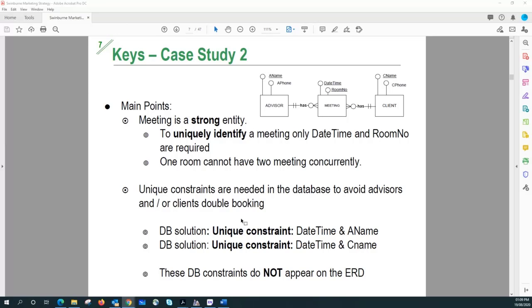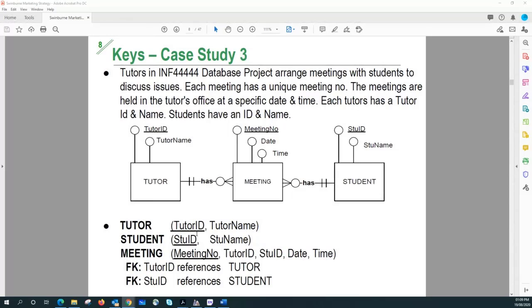So shall we jump to the third one now? Okay, third case study. Same scenario, but again, obviously there's something that we can learn, right? Let's read this now. Case study 3.